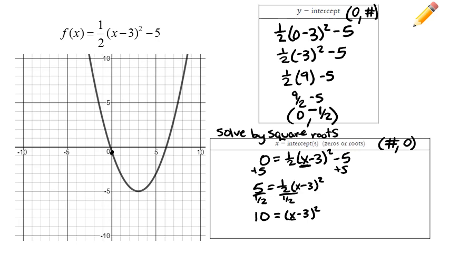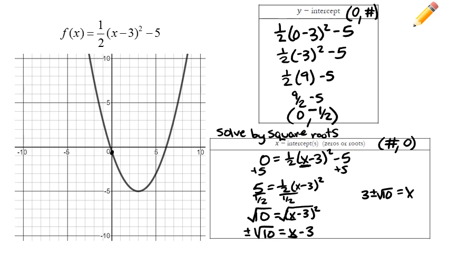I'm still trying to isolate the x. Now I can square root because everything's being squared. I have plus or minus radical 10. Don't forget your plus or minus. I'm still trying to isolate the x. I'm going to add 3 to the other side. When I add 3, I cannot combine because they are not like terms. So I'm going to put the 3 out front so that it's in that sort of standard form.